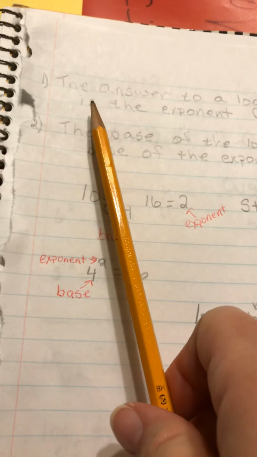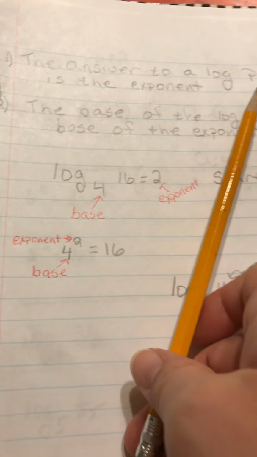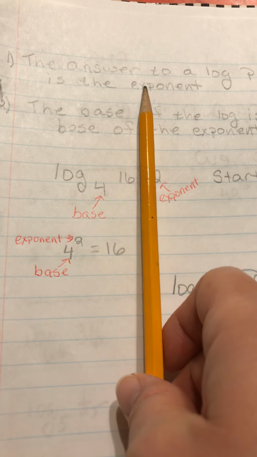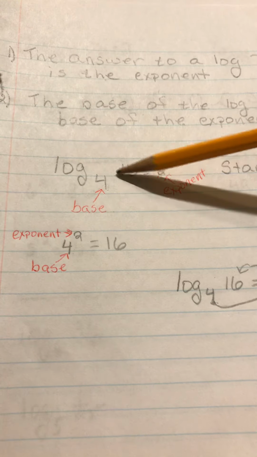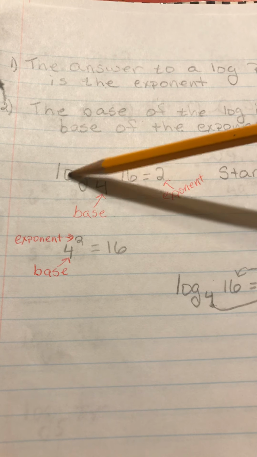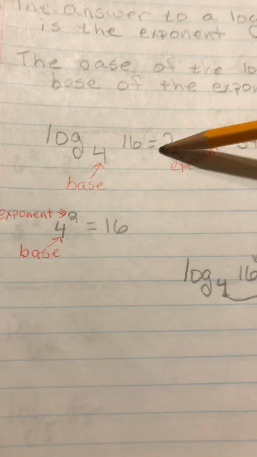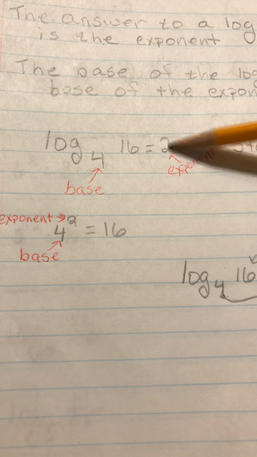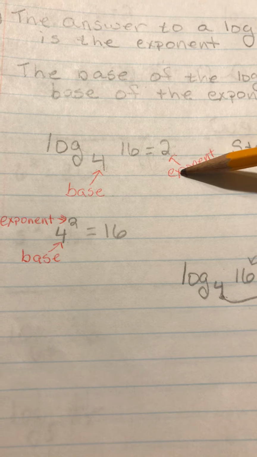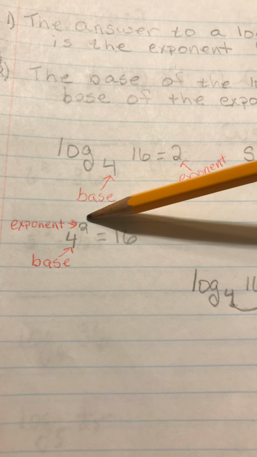We can't forget that the answer to a log problem is always the exponent. So here we go right here. This guy has a log on this side, and here it's equal to 2. So that means that the 2 is your answer, so he's your exponent right there.